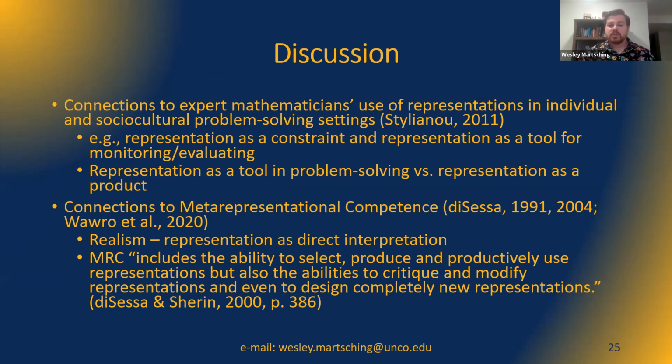I do see connections between these three themes and other things in the literature, especially Stylianou's research. So the representation as a constraint really resonates with that representation as a tool for monitoring and evaluating. But again, I do want to highlight that in that research, the representations were a tool in problem solving, and here the representations are the products or the solutions themselves. There are also, again, those connections to meta-representational competence. So looking at how students can judge their own representations, how they can critique them, and how they can create them.